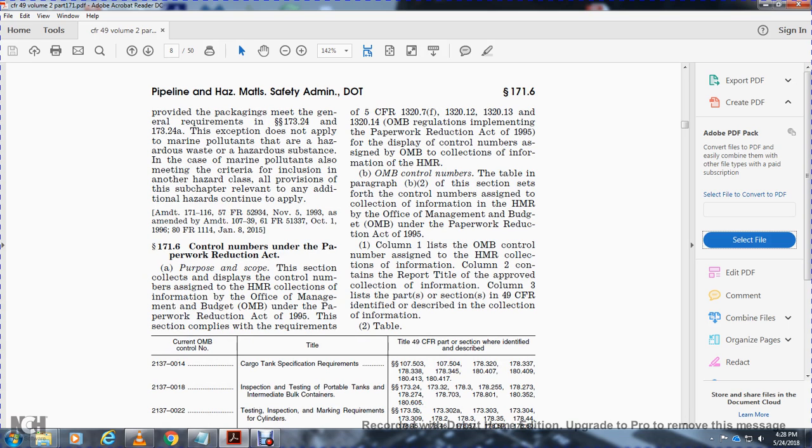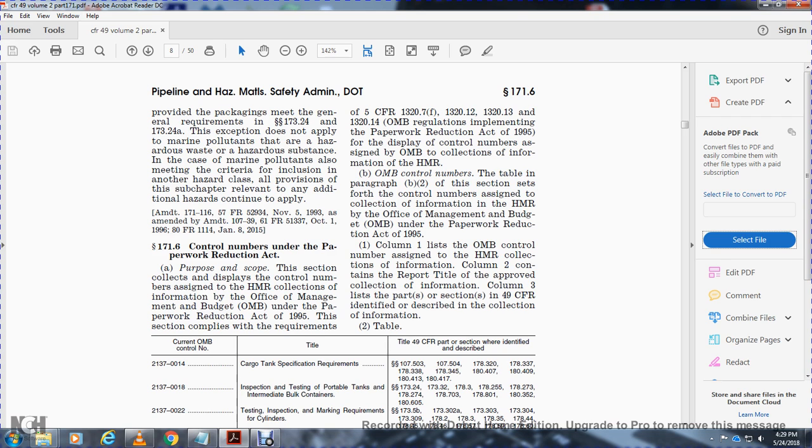This section complies with Title V of the Paperwork Reduction Act of 1995, which requires display of the control number assigned by the Office of Management and Budget to each collection of information for the hazardous materials regulations.